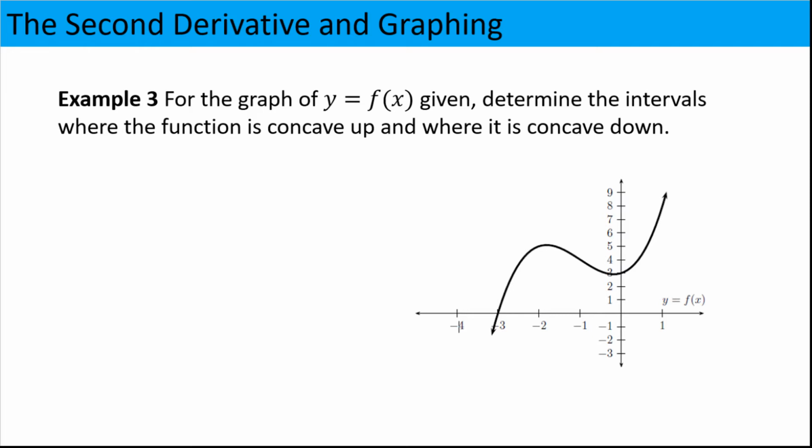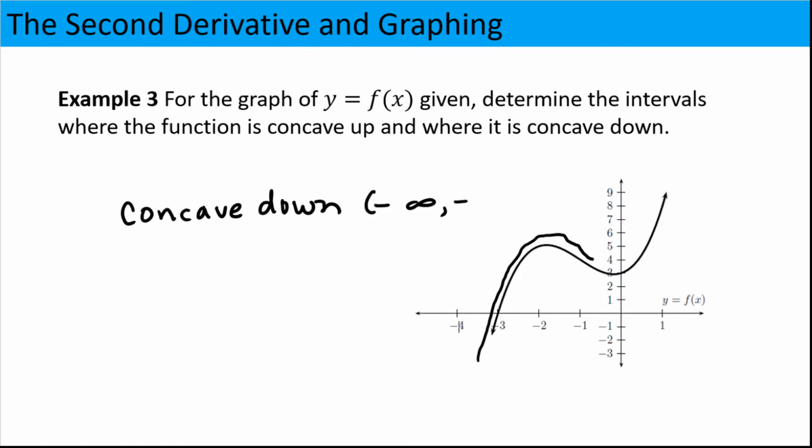To determine concavity, we must determine the values on the x-axis where the direction of the cave changes. For this graph, it rises from -infinity. It has a turning point at x equals -2, but the bowl changes directions at x equals -1. So by the shape of the graph, we conclude that the function is concave down. That is, it bowls downward or bends downwards from negative infinity to negative 1 along the x-axis.